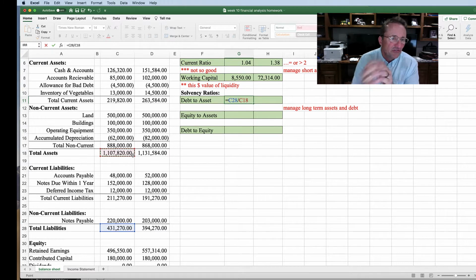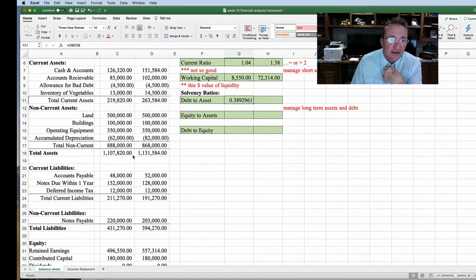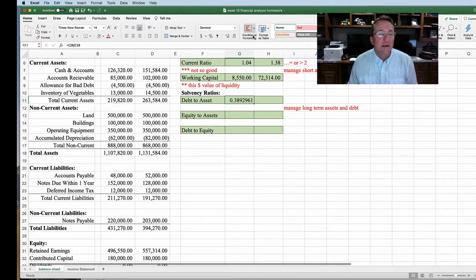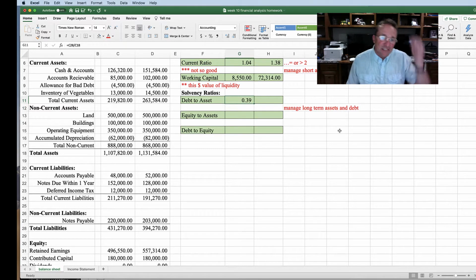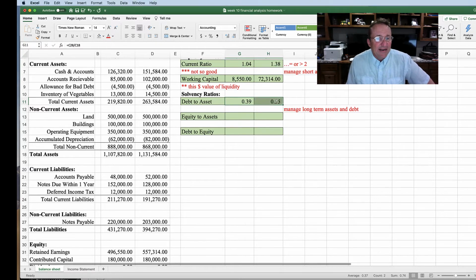Now you can look at these two numbers while they're being highlighted, and you can see that liability-wise, we have 431,000. Asset-wise, we have over $1 million. So your answer there is going to be nearly 0.38. I'm going to leave that as a decimal, so 0.39 is really what that number is. Copy and paste that over, and it drops.